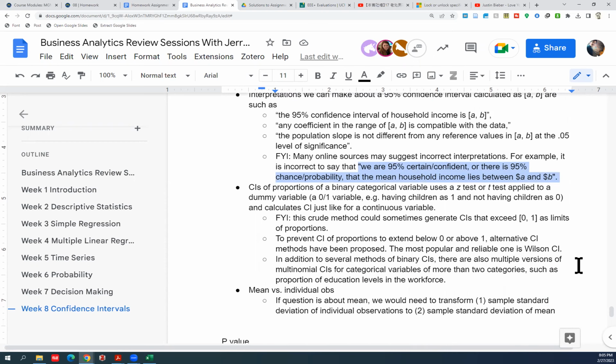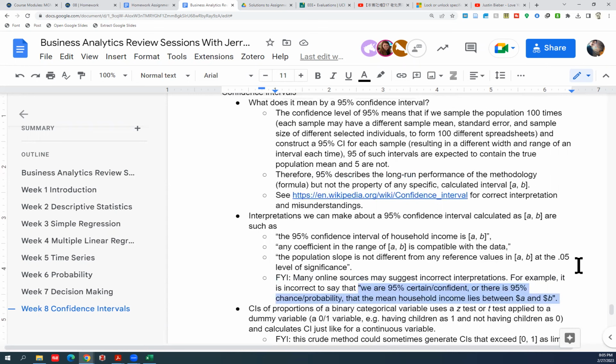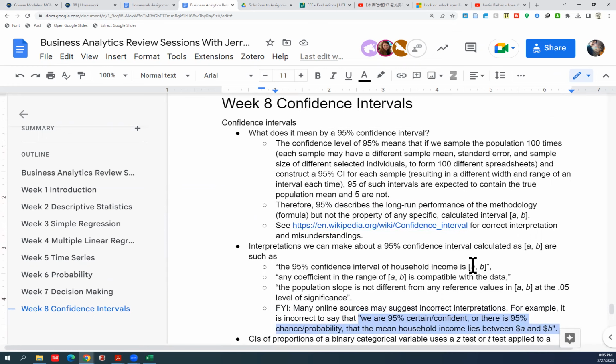Can you repeat it one more time? Okay. When we interpret confidence intervals, this 95% or 99% is regarding the long-run performance of the methodology. It only comes into play if we draw many different samples. But in reality, what we are usually given is one sample, and we do not have the luxury to sample a population many times. It's very costly.